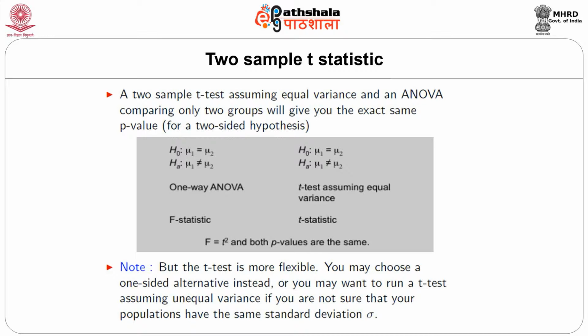One-way ANOVA, t-test assuming equal variance, F statistic, T statistic, F equal to T squared and both p-values are the same. Note, but the t-test is more flexible. You may choose a one-sided alternative instead, or you may want to run a t-test assuming unequal variance if you are not sure that your populations have the same standard deviation sigma.